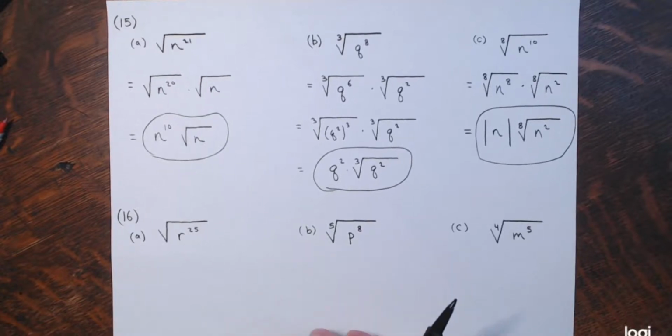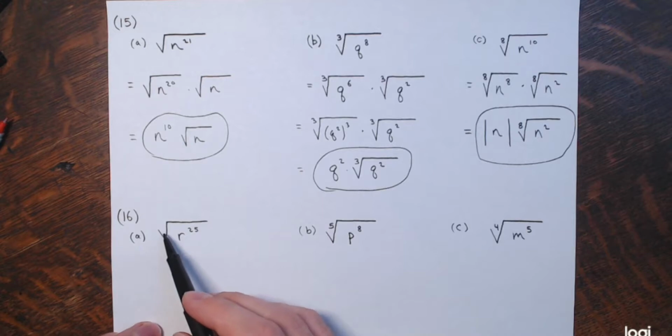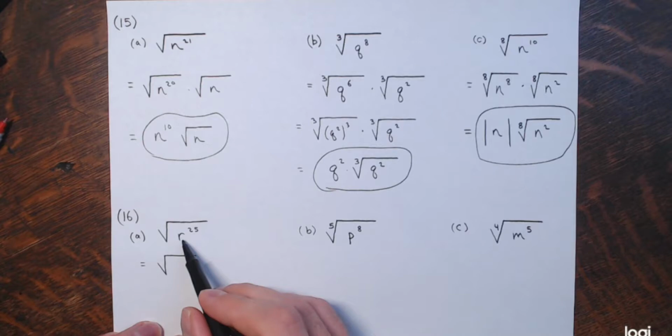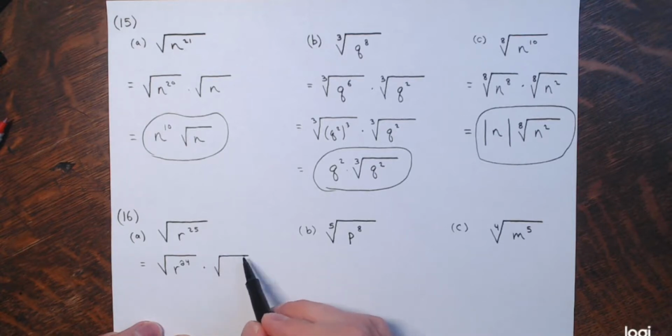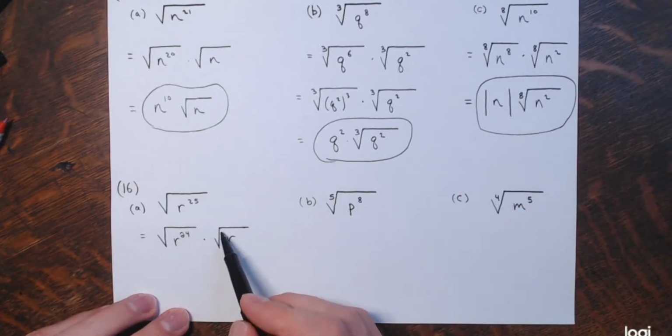16, very, very similar. Part A, another square root. So I'm breaking this up into the square root of a square. Now r to the 25th, that'd be r to the 24th, right? That's a square. Something with an even power. Times r to the first. So I can break up the square root of r to the 25th into the square root of r to the 24th times the square root of r.